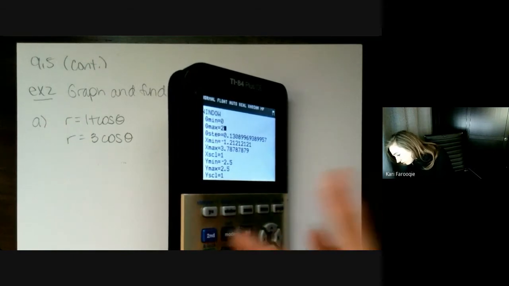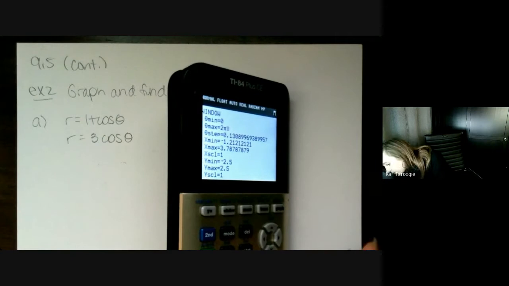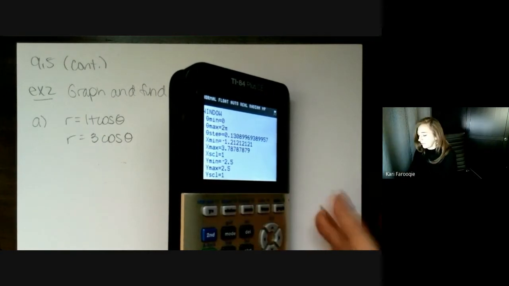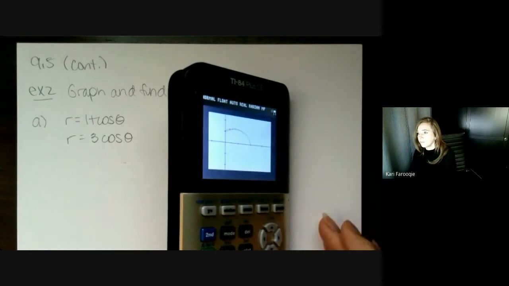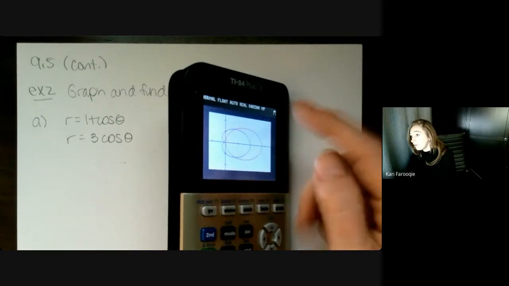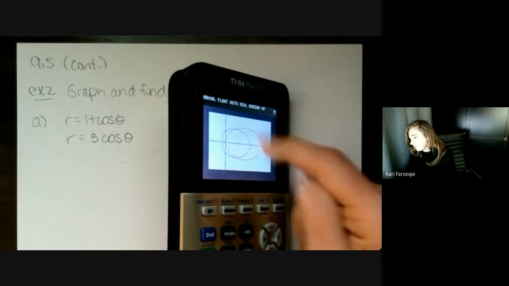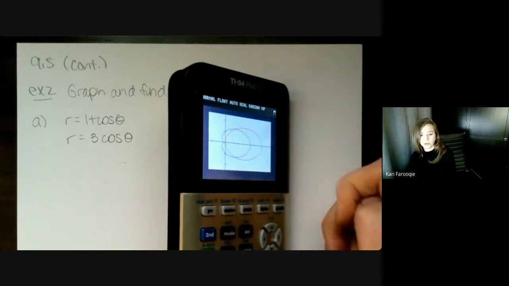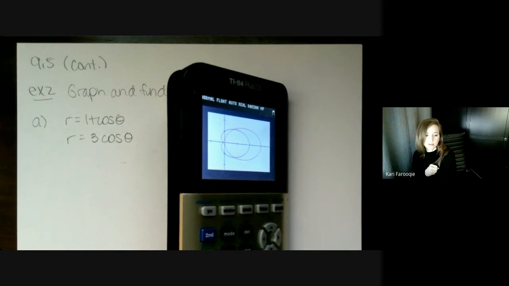You guys, I can't even see where pi is at this angle. There we go, 2 pi. And then I'm going to graph again. There's the full one. Okay. And then notice that once it went to 2 pi, you can see that it graphed the circle twice, because the circle only requires pi to get graphed, where the cardioid requires 2 pi.